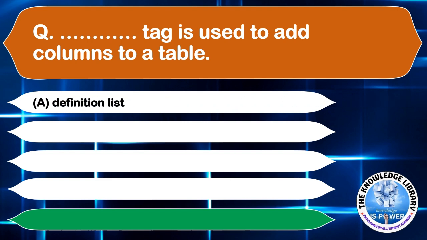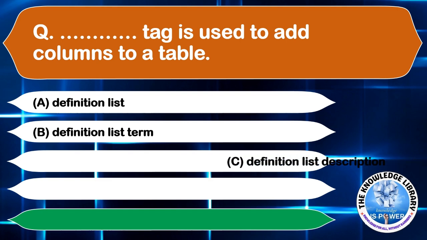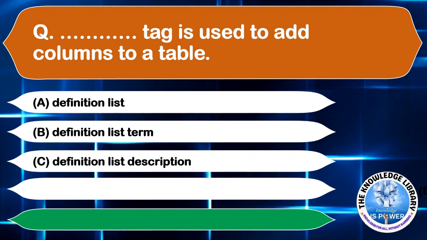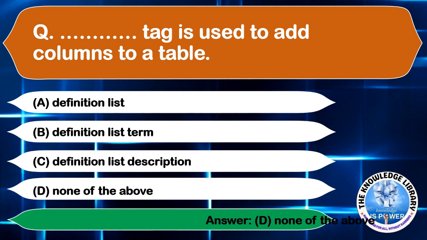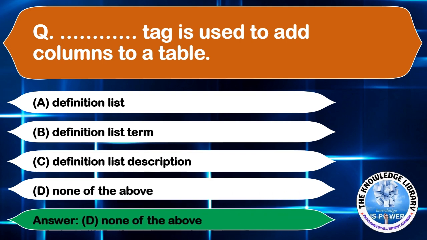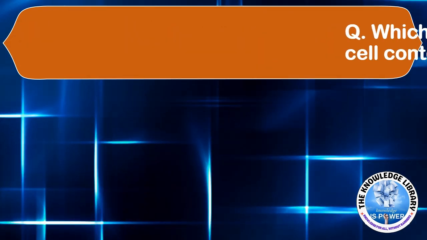The next question is, dash tag is used to add columns to a table. Option A, definition list. Option B, definition list term. Option C, definition list description. Option D, none of the above. The correct answer is option D, none of the above.